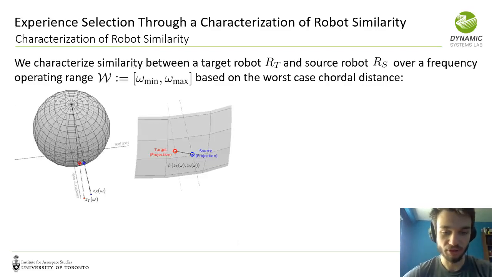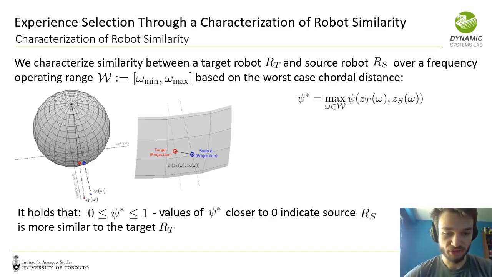We characterize similarity between a target robot RT and source robot RS over a frequency operating range W that's feasible for the robots to track. We characterize it based on the largest, or the worst-case, chordal distance, and we denote the similarity characterization by psi star. And it holds that psi star is bounded between 0 and 1, and is equal to 0 if and only if the input-output responses ZT and ZS are identical. So as a result, we interpret values of psi star being closer to 0 as indicating that the source robot RS is more similar to the target robot RT.